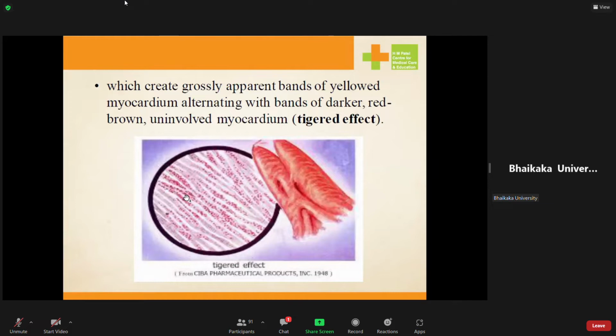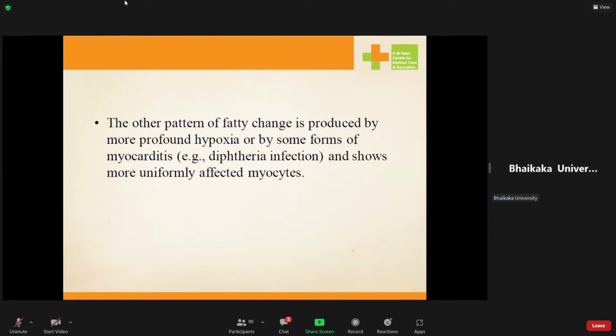And the other pattern of fatty changes observed in the myocardium is due to severe hypoxia, due to diphtherial infection or myocarditis, in which the whole myocardium undergoes fatty changes, and there is no band of normal myocardium seen in between the fatty myocardium. Okay.